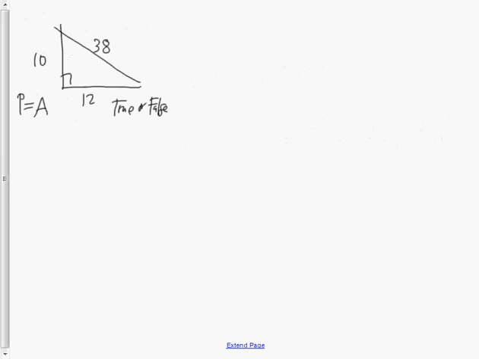The next question says the perimeter is equal to the area. Is that true or false? So the first thing I'm going to do is calculate the perimeter. So 10 plus 12 is 22. 22 plus 8 is 30. And 30 plus 3 is 60. So the perimeter would be 60, whatever they happen to be, meters or centimeters or whatever.